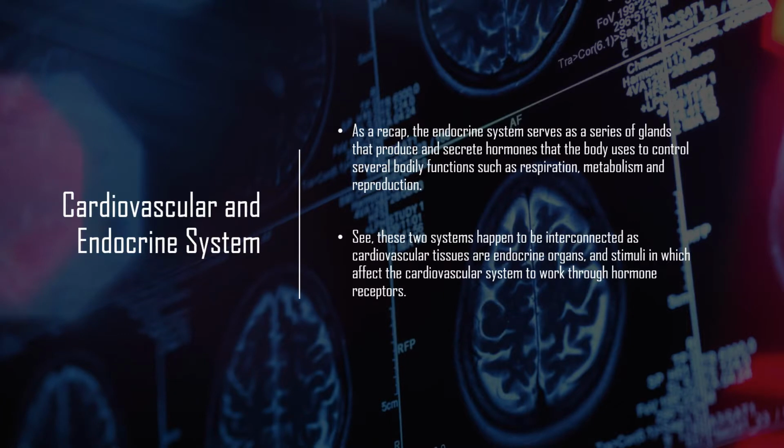Within this slide, we are going over how the cardiovascular system interconnects with another system. For this one, we have chosen the endocrine system. As a recap, the endocrine system is a series of glands that produce and secrete hormones that the body uses to control several bodily functions, such as respiration, metabolism, and reproduction. These two systems are interconnected, as cardiovascular tissues are endocrine organs, and stimuli that affect the cardiovascular system work through hormone receptors.